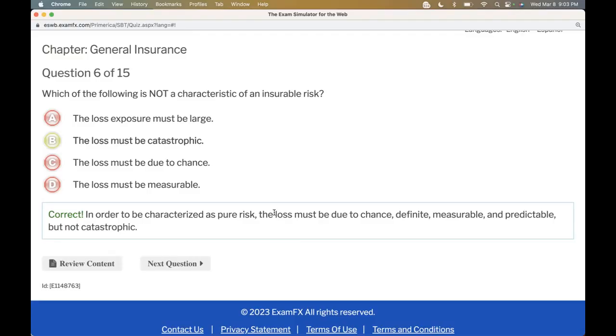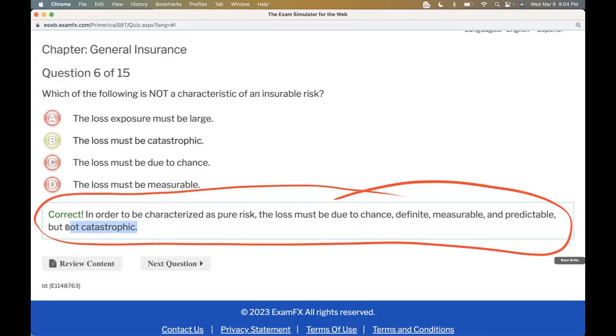See that? Measurable, predictable, but not catastrophic. It's right here at the end: not catastrophic. So all four of these, that's right here. Just remember this right here. Those are all the characteristics of pure risk.